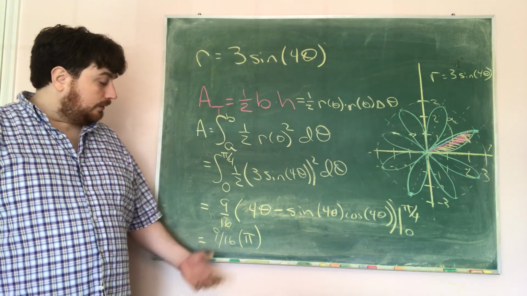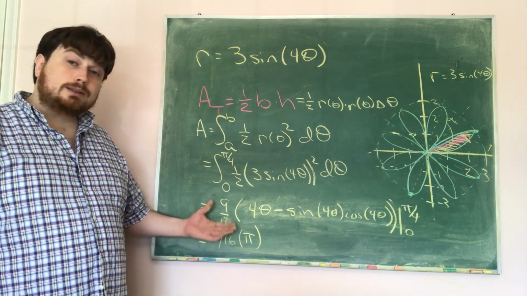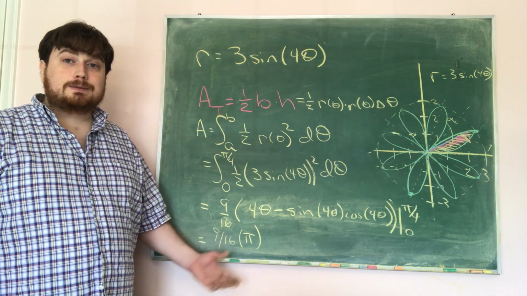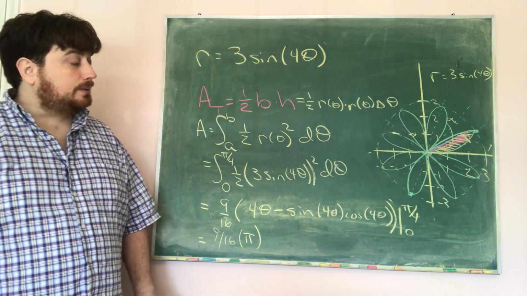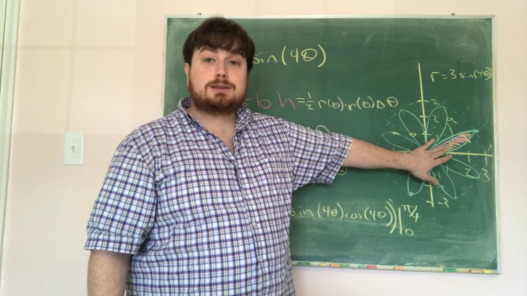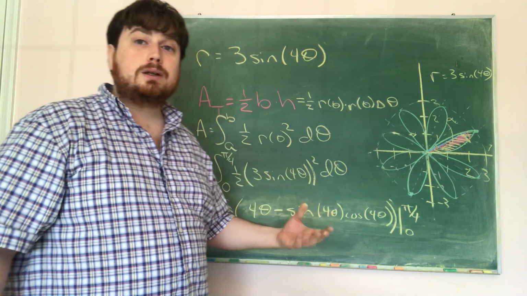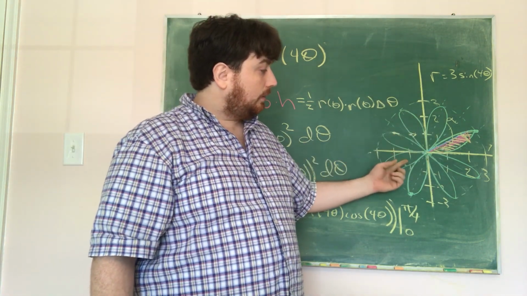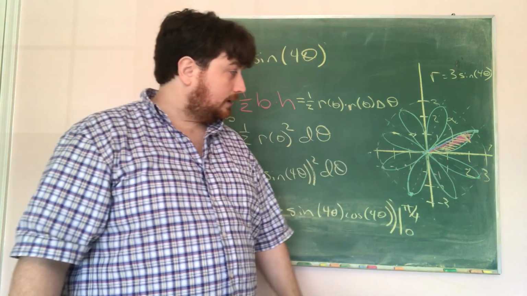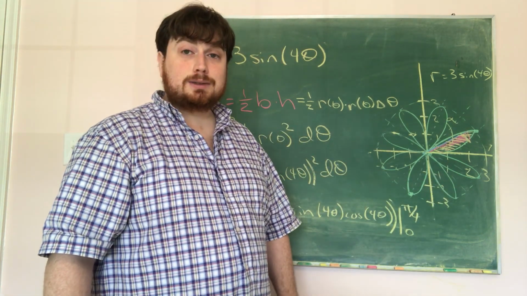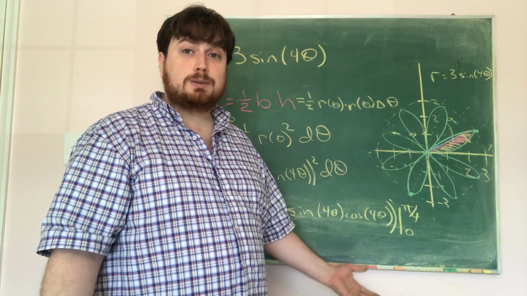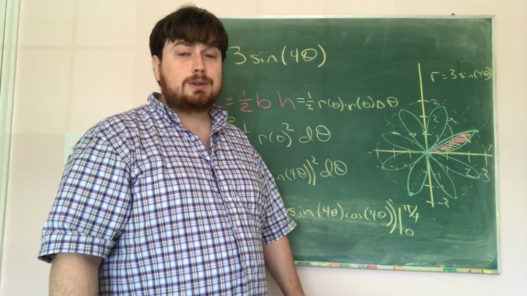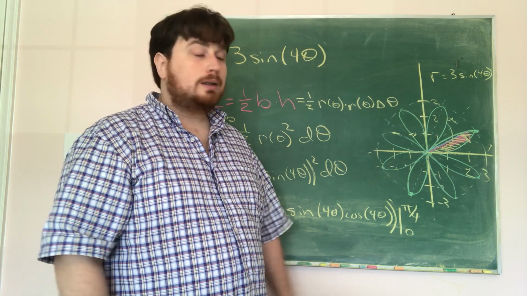Therefore, if we plug that in, what we get is that the area of each leaf is going to be exactly 9/16 pi. Now, since we found that the area of each leaf was 9/16 pi, we can say, okay, well, each leaf is 9/16 pi, so if I want the area in total enclosed, we can count up and say there are 8 leaves. So the total area enclosed by the curve would be 8 times 9/16 pi, which would be 9/2 pi.